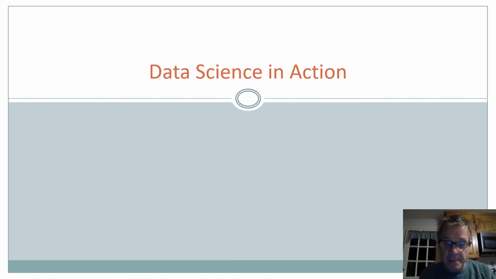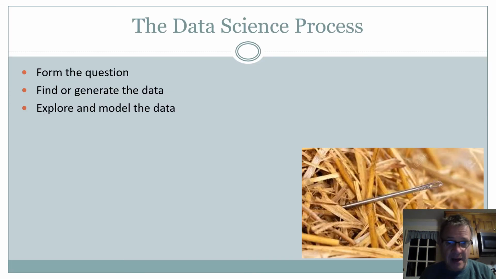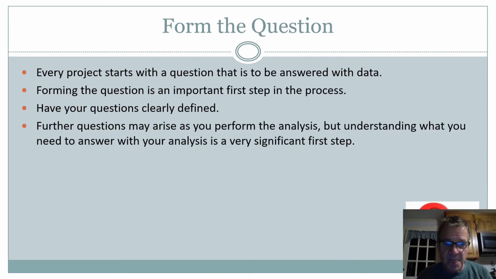So let's talk a little bit about data science in action, how that all works. There is a basic process, and I use the analogy of a needle in a haystack. That's often what you're doing with any kind of data science or data analytics process. You're going to form a question, find and generate the data that deals with that question, and explore and model the data for that question.